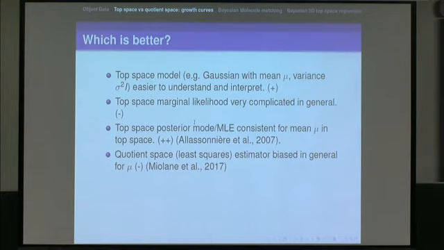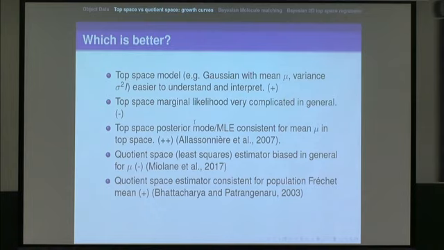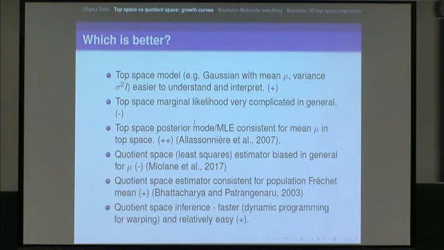So the quotient space methods are biased in general, from work of Nina and Xavier Pennec and you as well. And we have also quotients. So that's a negative thing for the quotient space. The quotient space estimator is consistent though for a different sort of mean. If you define the mean directly in the quotient space, then it is consistent. So that's a positive thing.